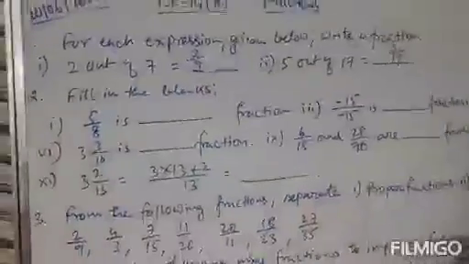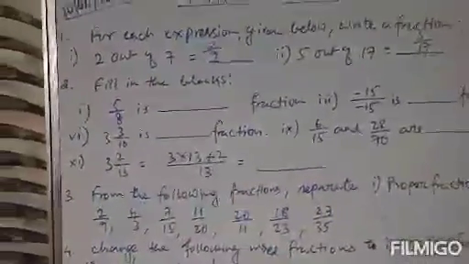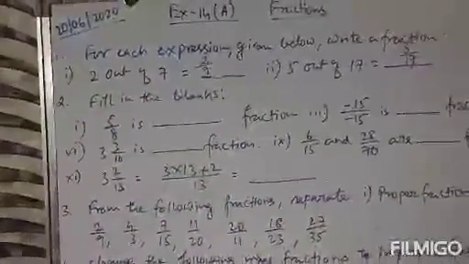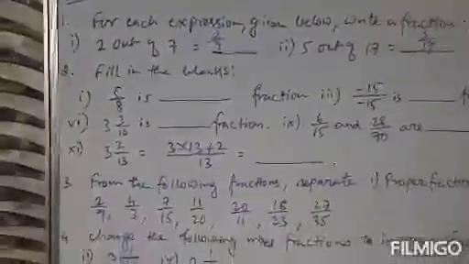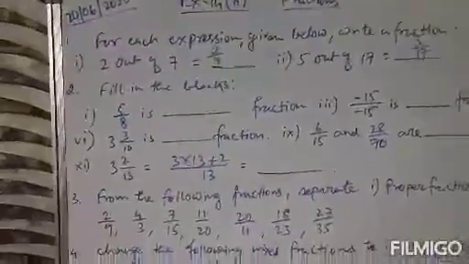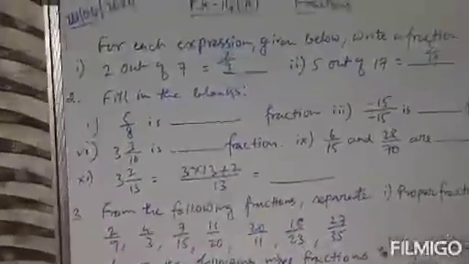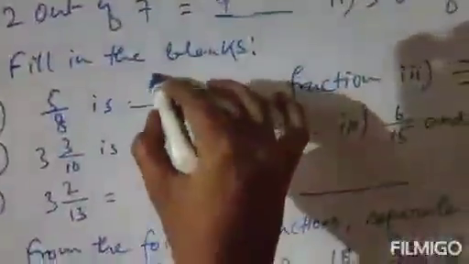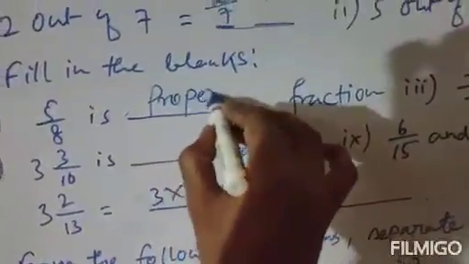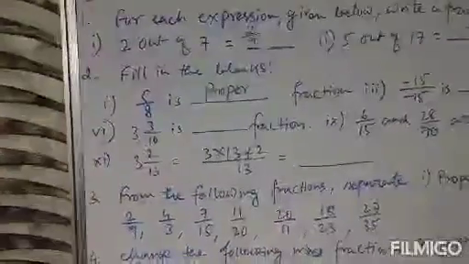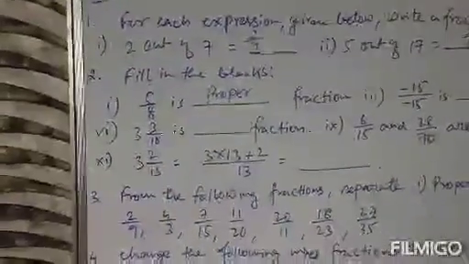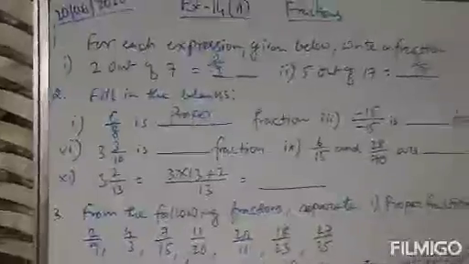So now the fill in the blanks. 5 by 8 is a dash fraction. Now see, check the numerator and denominator. Numerator is 5 and denominator is 8. That means the numerator is less than the denominator. So it is a proper fraction. Because when the numerator is less than the denominator, the fraction is a proper fraction. So 5 by 8 will be your proper fraction, because the numerator is 5, the denominator is 8, and the numerator is less than the denominator.